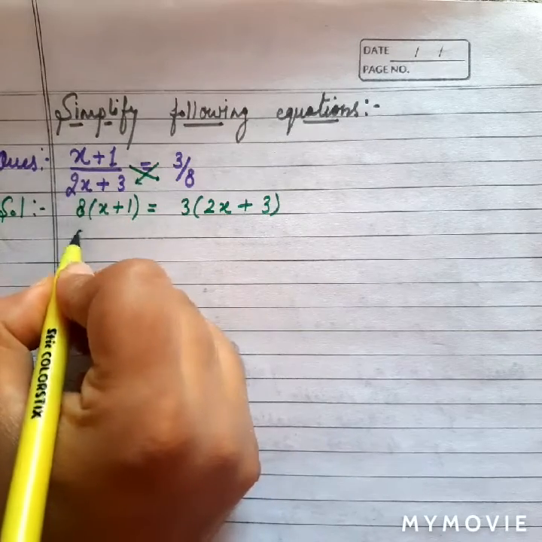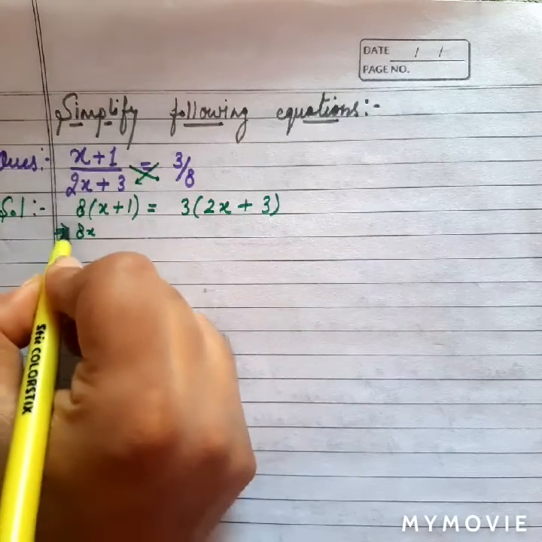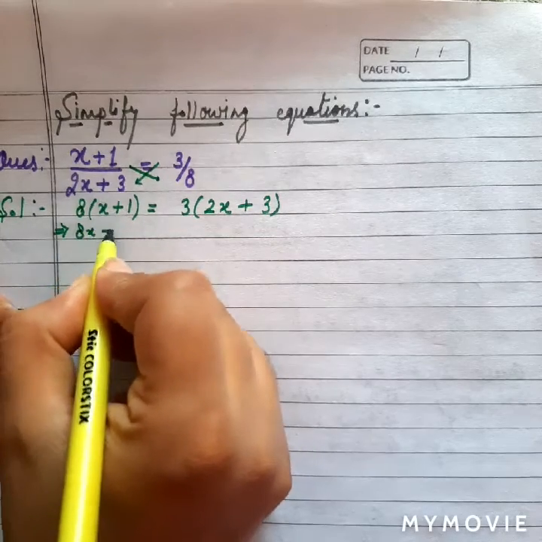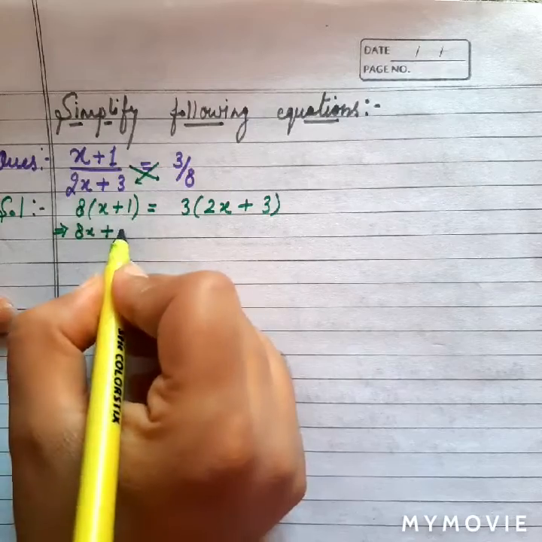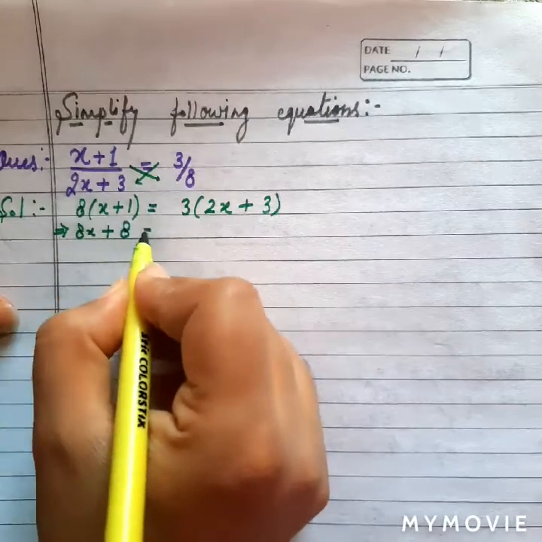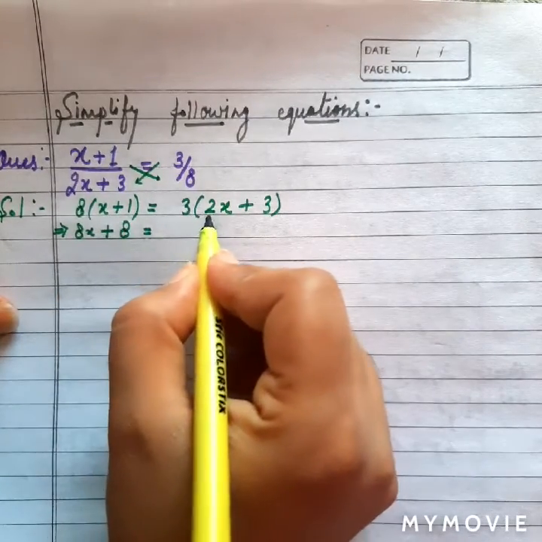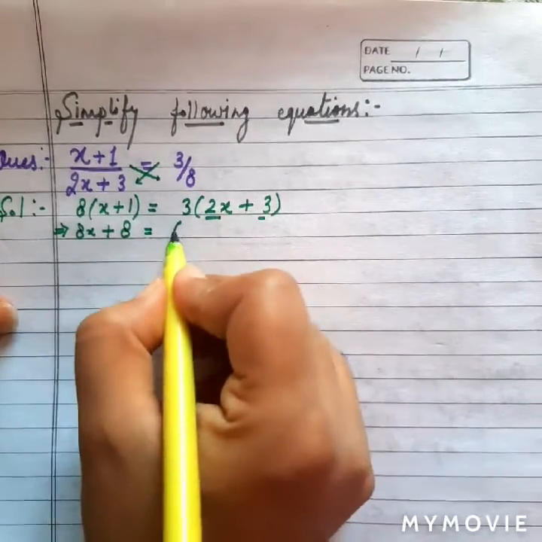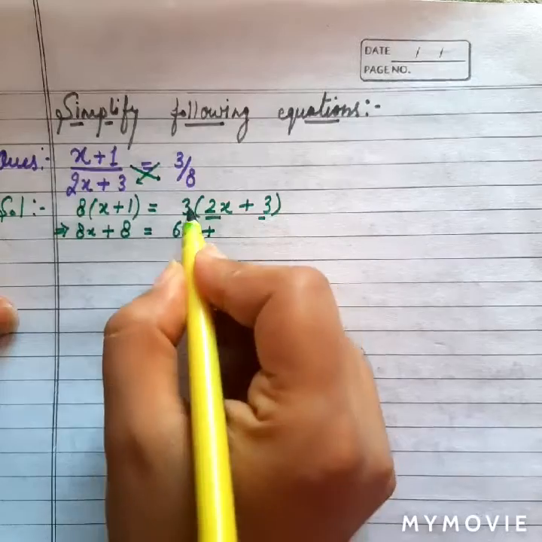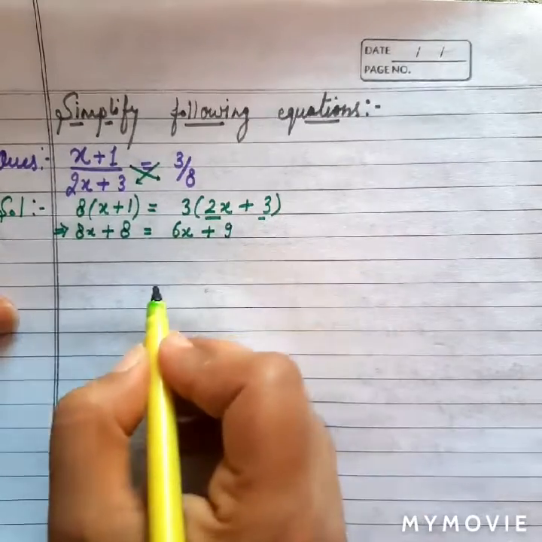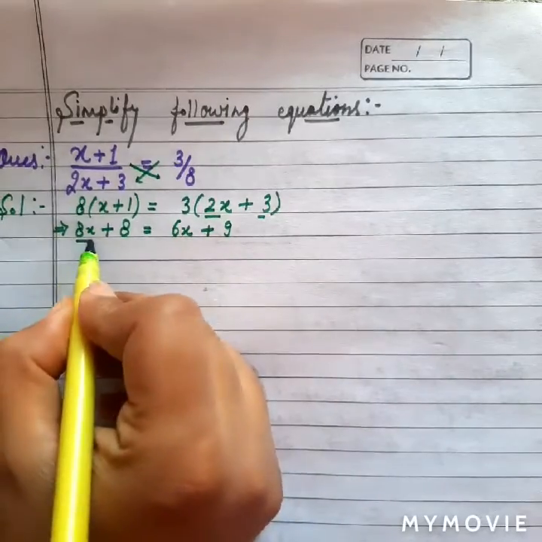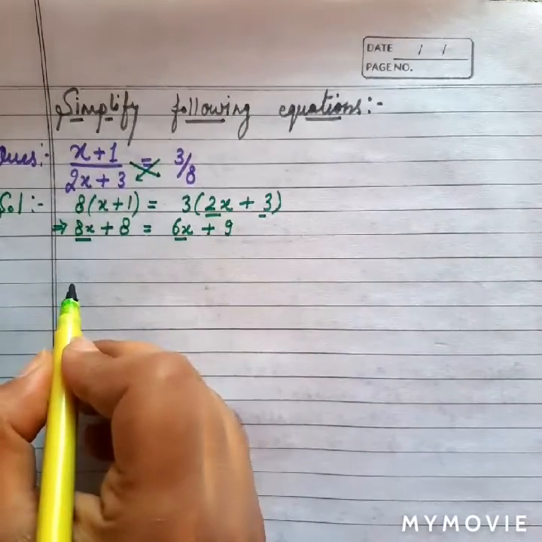here it will be 8x, 8 multiplied with the first term x, then plus 8 multiplied with the second term, 8 ones are 8. On the other side, 3 will be multiplied with the first term, then with the second term. 3 2s are 6, x is also there. 3 3s are 9.